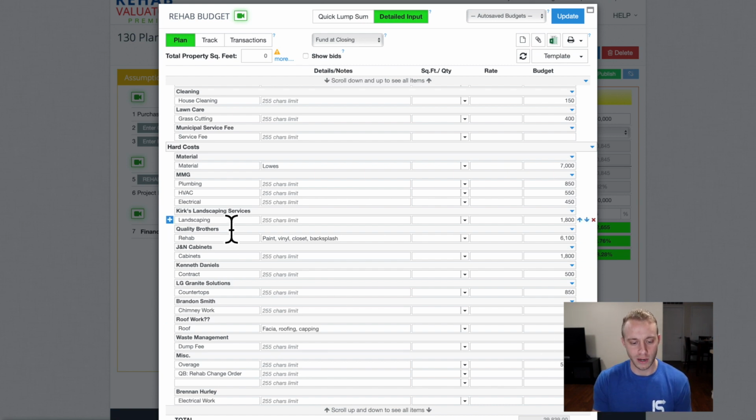All right, contractors, we have landscaping, Quality Brothers. You did the paint, vinyl, and backsplash. Again, you plug all this in. You put your numbers over here. If you're just filling this out before you get the house, just guess high until you get these actual estimates from your contractors. Then you go back and edit this whole thing.